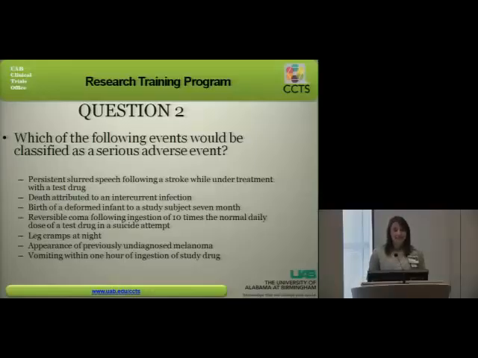So of this list, the following would be considered serious adverse events: the persistent slurred speech following a stroke while under treatment with a test drug, death attributed to an incurrent infection, birth of a deformed infant to a study subject 7 months, reversible coma following ingestion of 10 times the normal daily dose of a test drug in a suicide attempt, and also the appearance of previously undiagnosed melanoma. All of these would be considered serious adverse events.